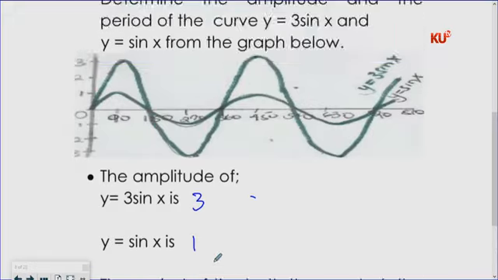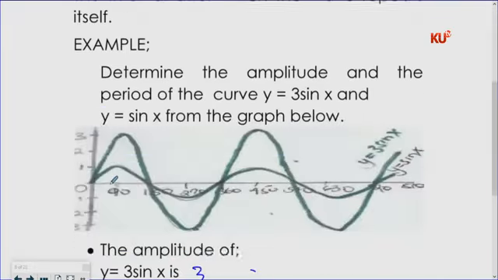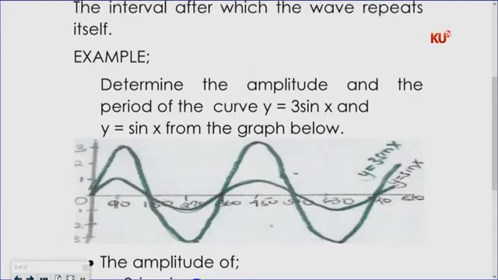Then let's get the period. Remember, we defined the period as the interval after which the wave starts to repeat itself. So let's look at the first particular wave of y is equal to 3 sine x. Let's follow this particular wave. At which point does this curve start to repeat itself? If you follow this particular wave, you'll realize that this is the point at which this curve starts to repeat itself, because this is the x-axis.